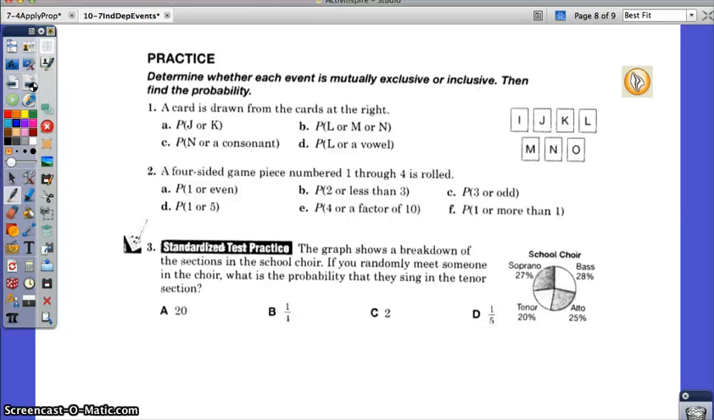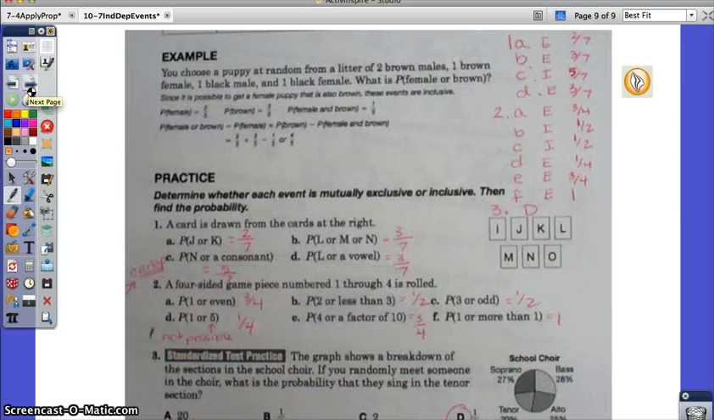So if you did decide to do this extension worksheet, the answers to 1, 2, and 3 are right here for you. I put the letters E and I for exclusive or inclusive, and then the probabilities right next to them, and number 3 was D. If you have any questions, please let me know or check with your teacher. But again, the inclusive events are an extension for your classroom.